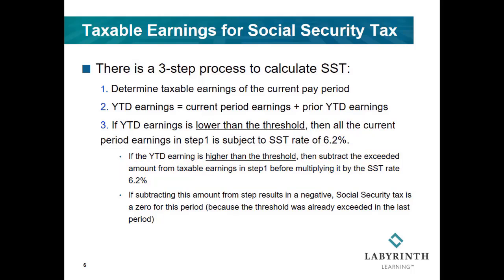When the amount that is higher than the threshold that is subtracted to exclude from the current period earnings results in a negative number, then this means that the Social Security tax is zero for this period, because the threshold was already exceeded in the prior period, hence no Social Security tax in the current pay period.